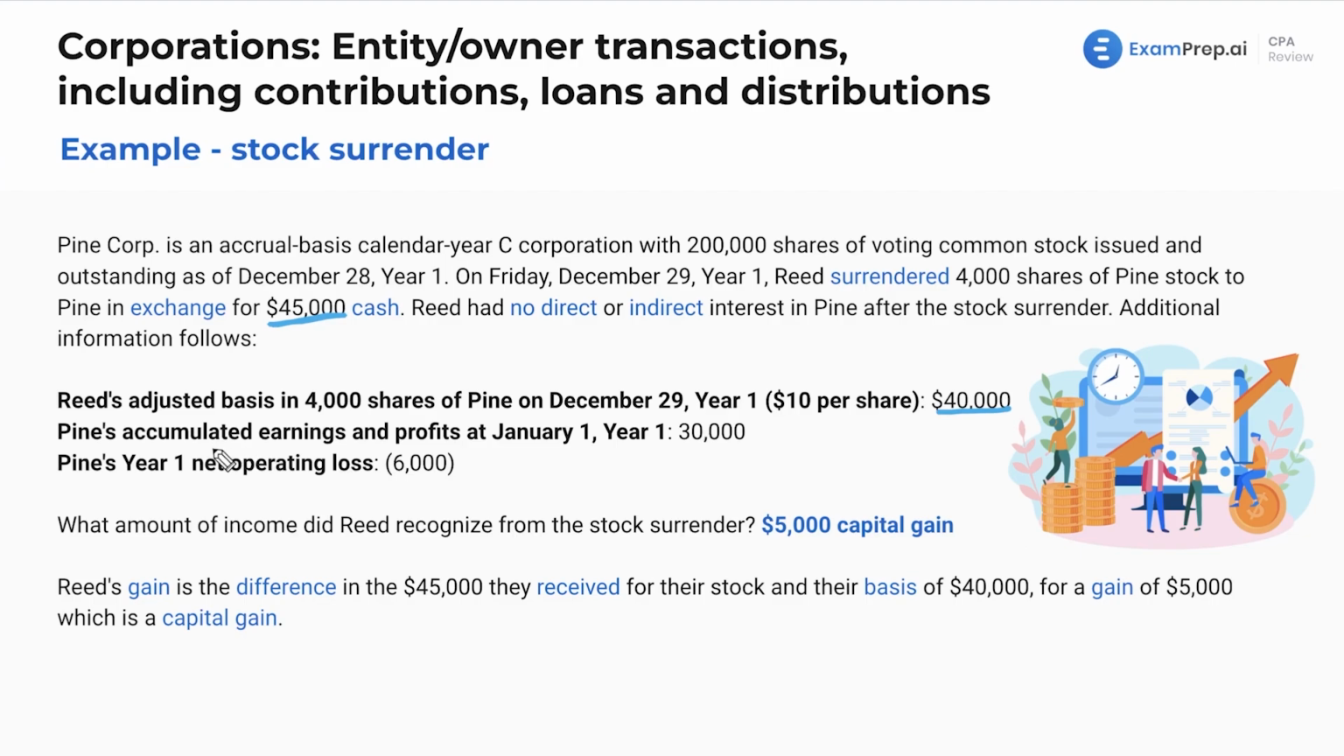We don't really care about Pine's accumulated earnings and profits. We don't care about their net operating loss. Read the question first. Think of a formula. Pick out that information. Don't let the question guide you. You guide the question.